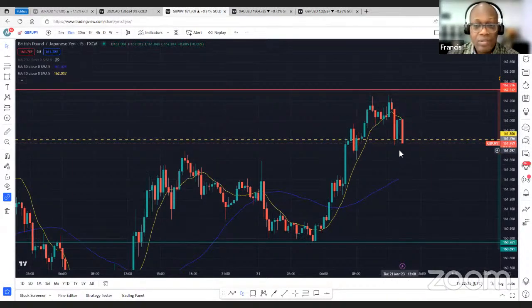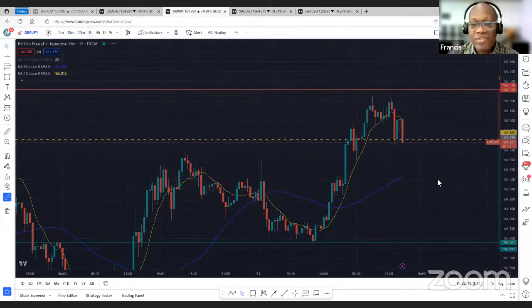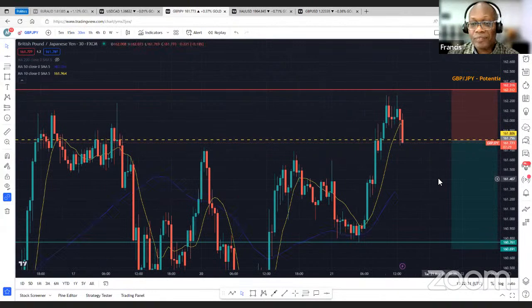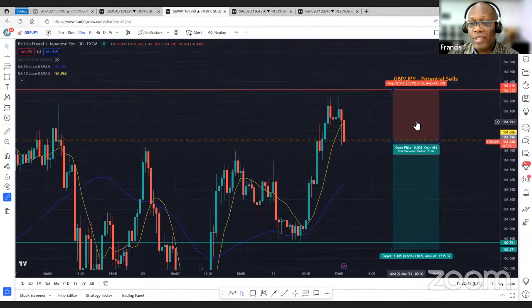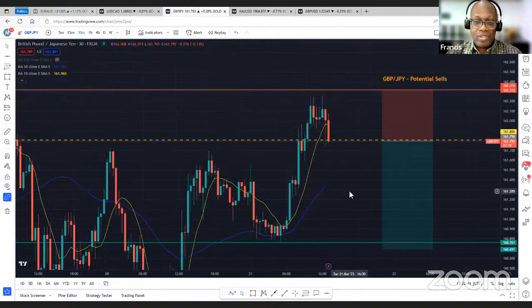Let's just wait for this 15-minute candle to close. Or do we go with the 30? Let's see. We don't want to risk too much, do we? No. We don't want to risk too much.